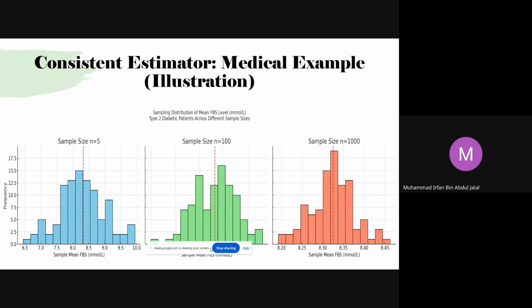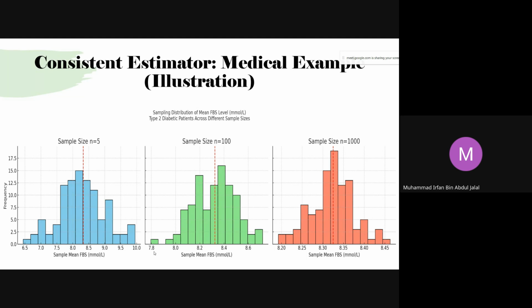Then you can see that the range here becomes smaller and smaller. It means that as we increase the sample size, the sample means converge to the true population values of the blood sugar levels. Okay, and then what happens if you increase the sample size to 1,000 patients or 1,000 individuals? I can see that the range becomes tighter and tighter.